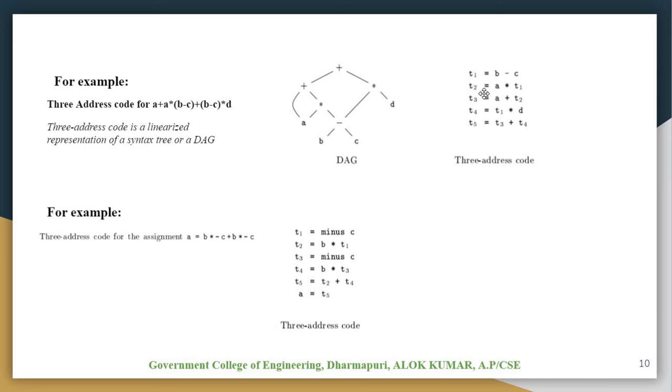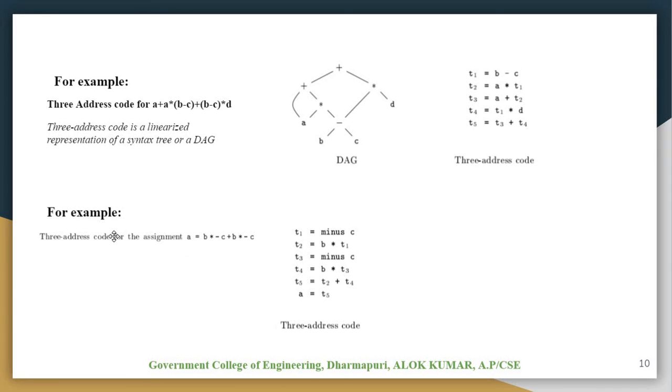This one we keep in t2, and a plus t2, adding this one, becomes t3. And t1, which we have already found, into d gives t4. Then t3 plus t4, whatever sum comes, we keep in the t5 variable. So this is the three address code. Here we have used only three references: b, c and t1. Here also a, t1, t2, then a, t2, t3, then t3, t4, t5. Like this manner.